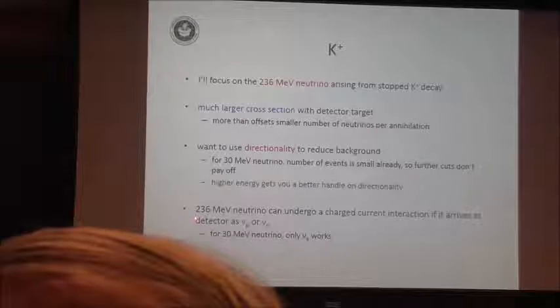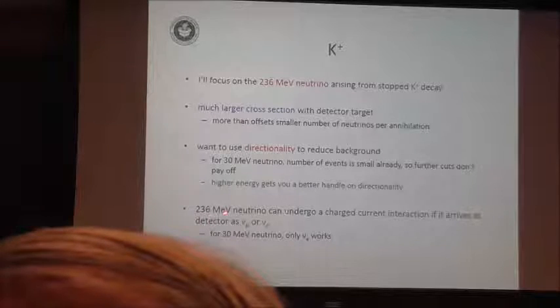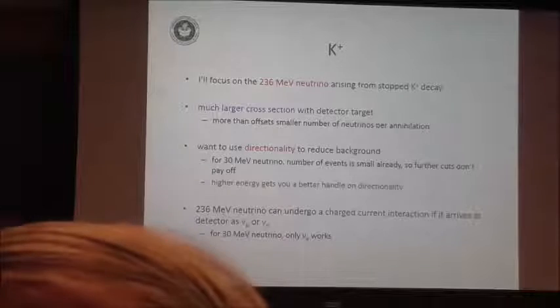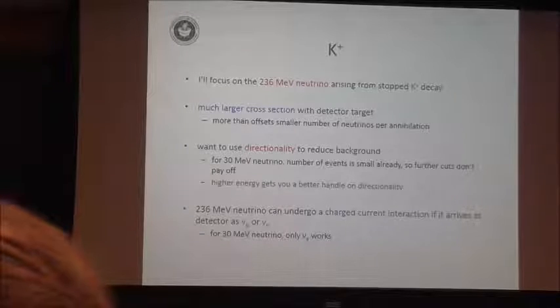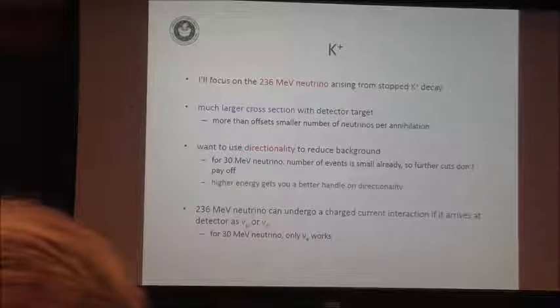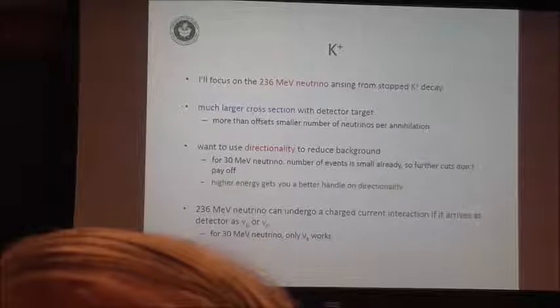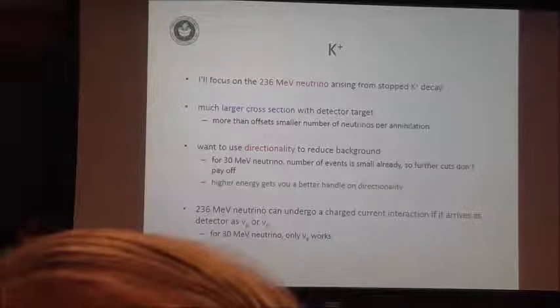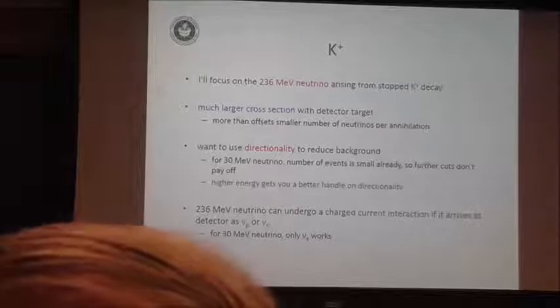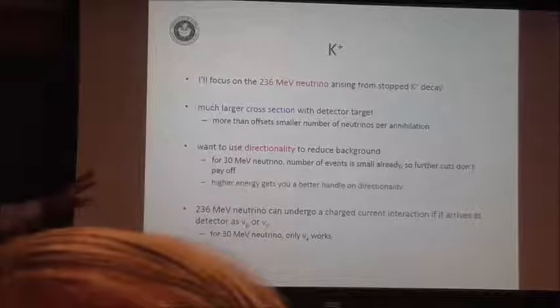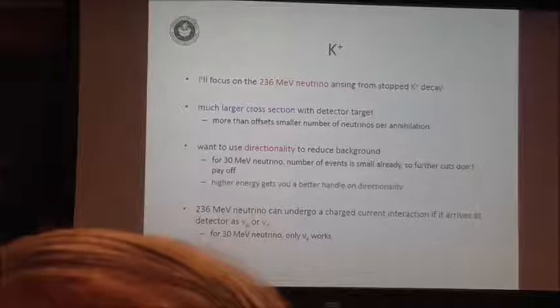Now, there's one more reason, which is that a 236 MeV neutrino is, of course, produced as a mu neutrino in the sun. But then you have to account for neutrino oscillations through the solar medium and then through vacuum all the way to the detector. And so it can emerge in any flavor. If it emerges at the detector as a mu or electron neutrino, then you can still get a charged current interaction producing a charged lepton at your detector, which you can tag on. For a 30 MeV neutrino, you're not going to produce a muon, so only the electron neutrino is going to work.